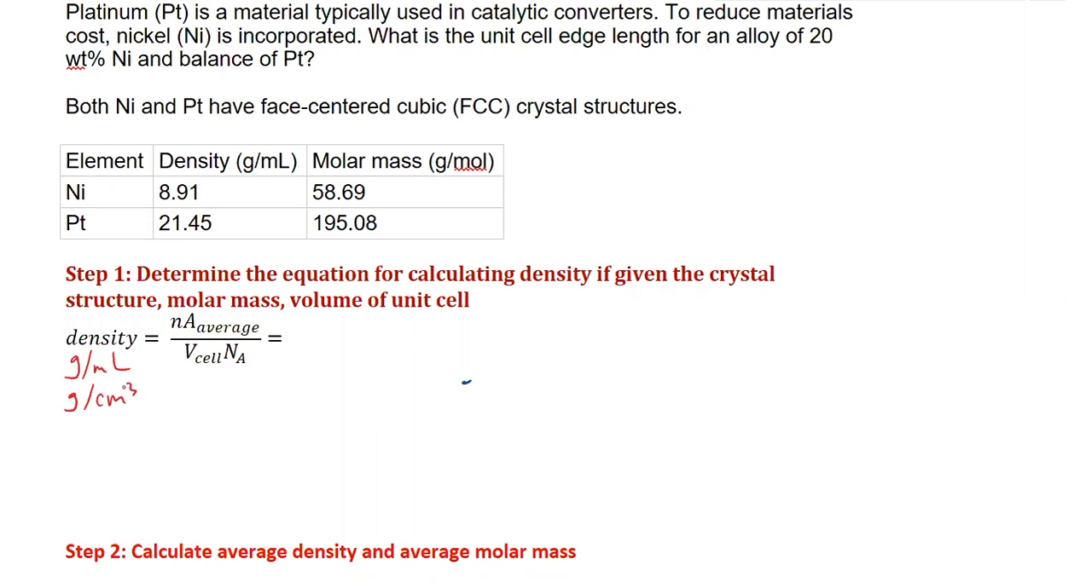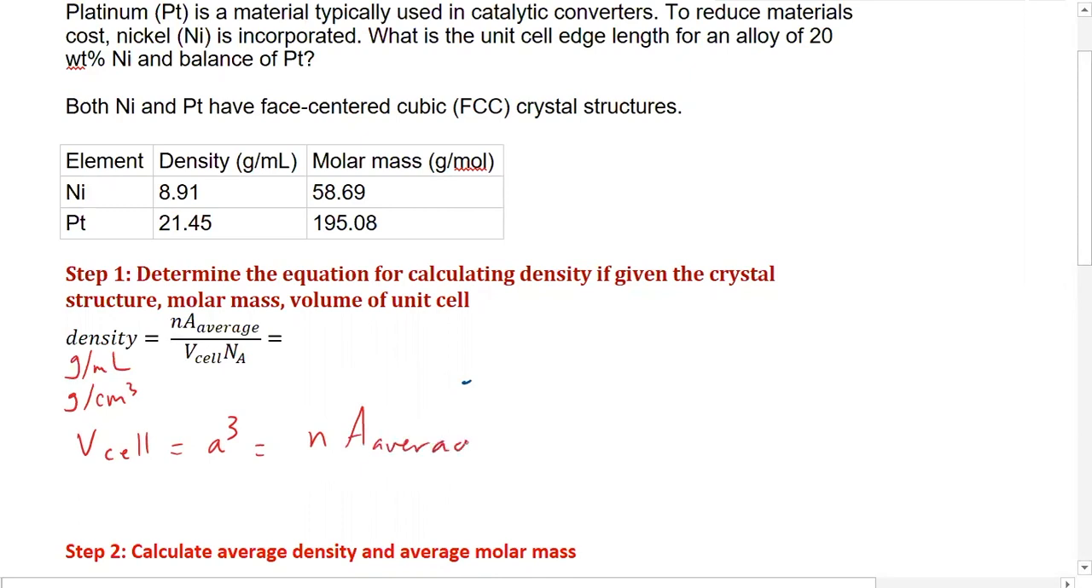And so we can rearrange this equation in which we want to calculate the volume of the unit cell, which is related to the cube of the unit cell edge length, and that is equal to the number of atoms in a unit cell n times the average molar mass of the alloy divided by the average density times Avogadro's number.